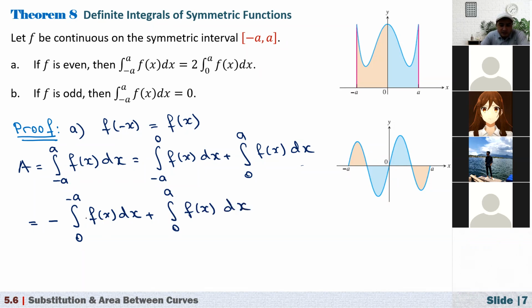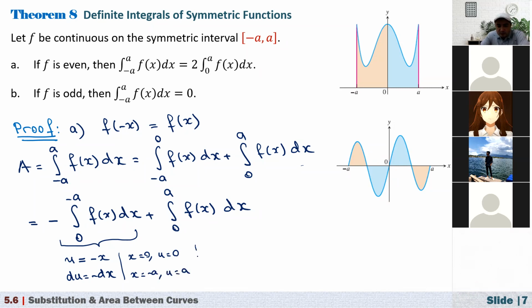Now this part, the first part from 0 to minus a of f of x dx, for this part I will introduce a variable. Let's say u is equal to minus x. At that time, du becomes minus dx, number one. And how about the integration limits? If x is equal to 0, u is equal to 0, right? And if x is equal to minus a, u is equal to a.